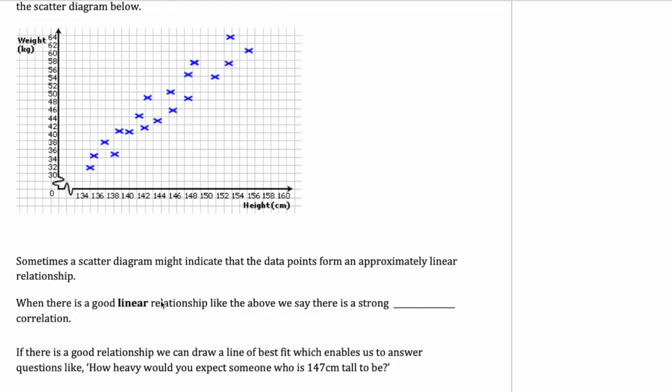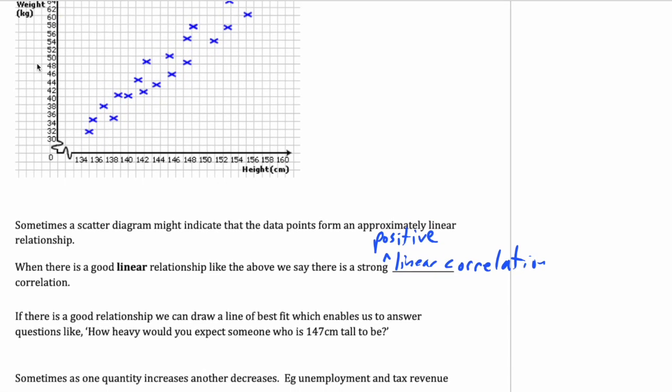So when there's a good linear relationship, like above, we say there's a strong linear correlation, okay? A strong positive, I should say, because the slope of that line you would draw has a positive slope, so we say a strong positive linear correlation. Okay, now if it's positive, that means as one increases, the other increases. As height increases, the weight in general increases.